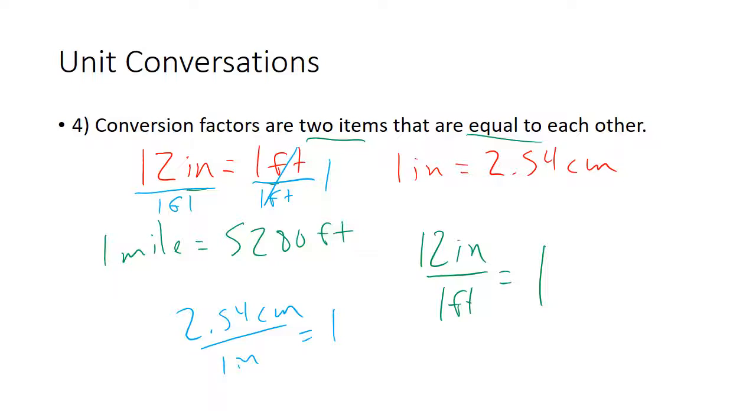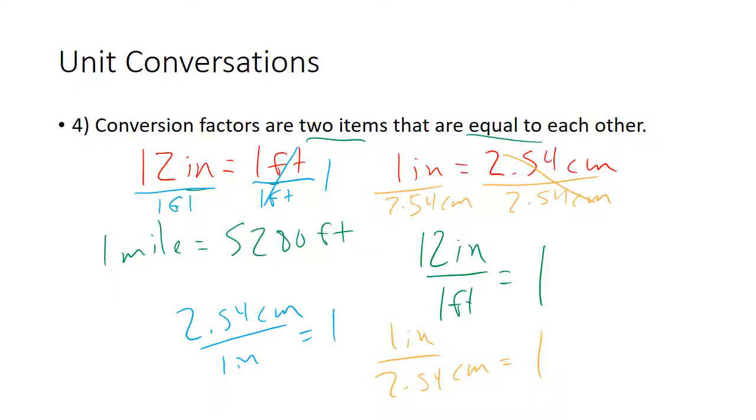Or we could even do it the other way. 2.54 centimeters, divide both sides by the same number, so 1 inch over 2.54 centimeters is also equal to 1. So I hope that makes sense. That's why we call these things conversion factors and why they're useful. Conversion factors allow us to show the relationship between two numbers, and when they're equal to each other, it means they're also equal to 1.